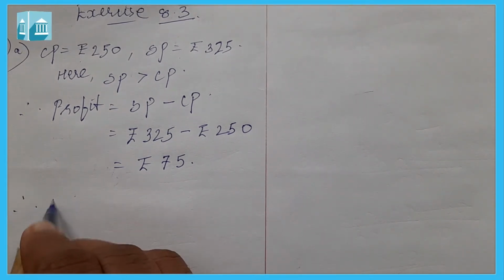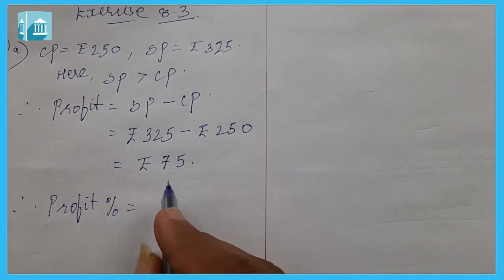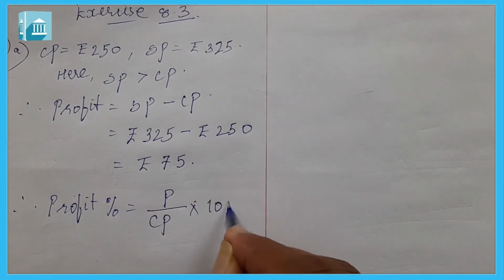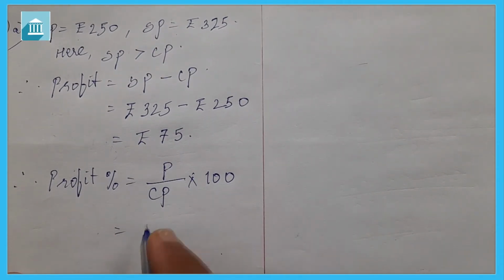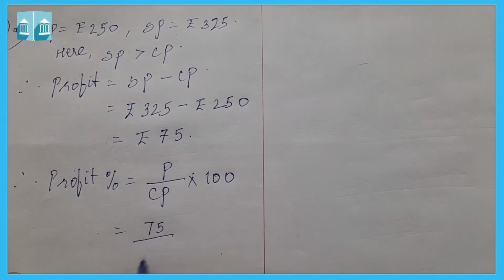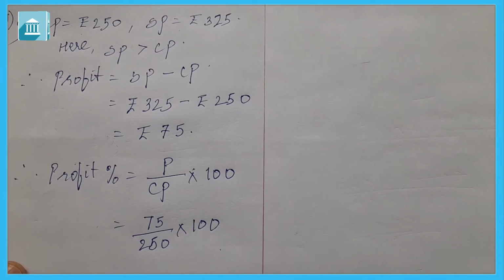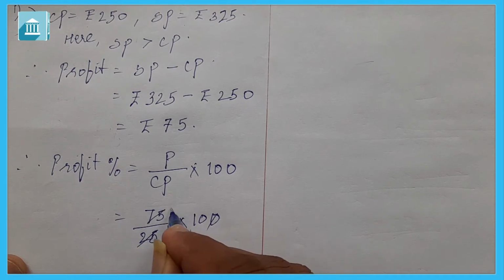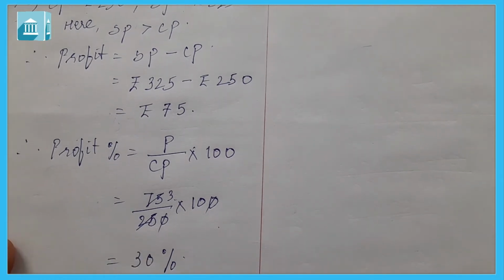Now we have to also find out profit percent. So profit percent is equal to profit upon CP into 100. Here profit is given 75 upon CP was given already rupees 250 multiplied by 100. So now this 0 and this 0 will cut, this will be 3, so 3 into 10, which is equal to 30%. So we can say that 30% of profit is there.